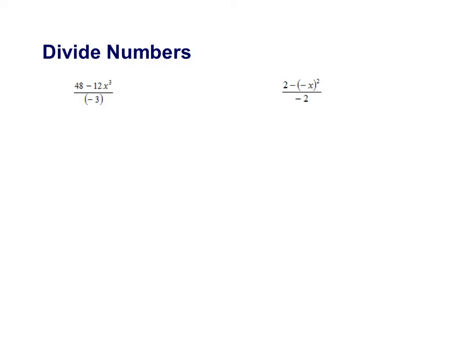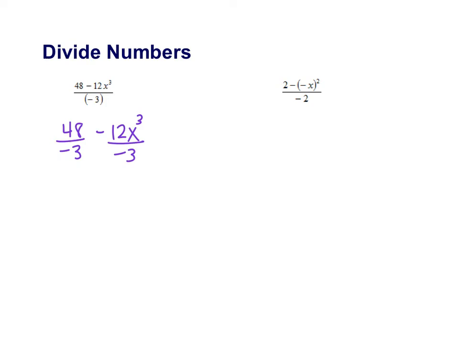So now we get to work on dividing numbers, and in the intro video we saw that you can separate out a fraction as long as you're dividing by just one thing down here in the denominator. So we're going to rewrite this. We're going to take the 48 divided by -3 and the -12x cubed divided by -3. We're just going to simplify these separately.